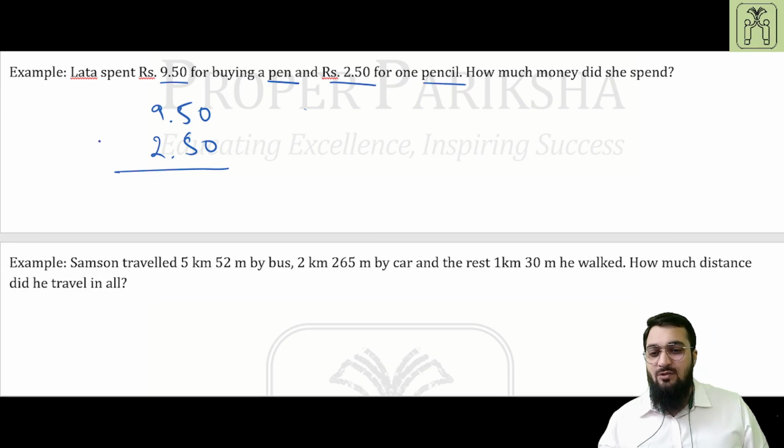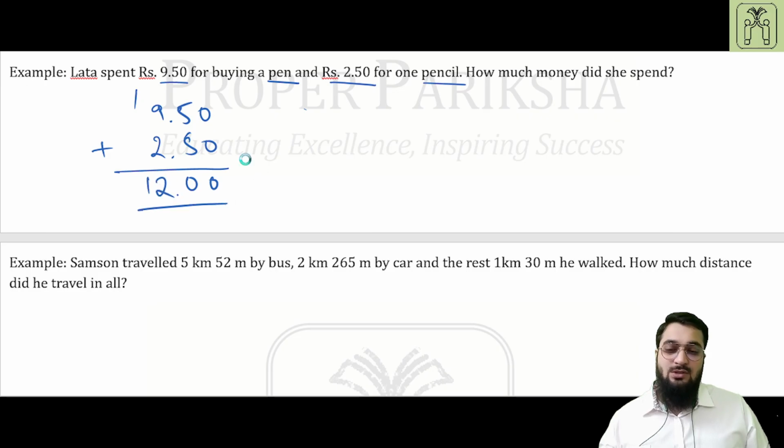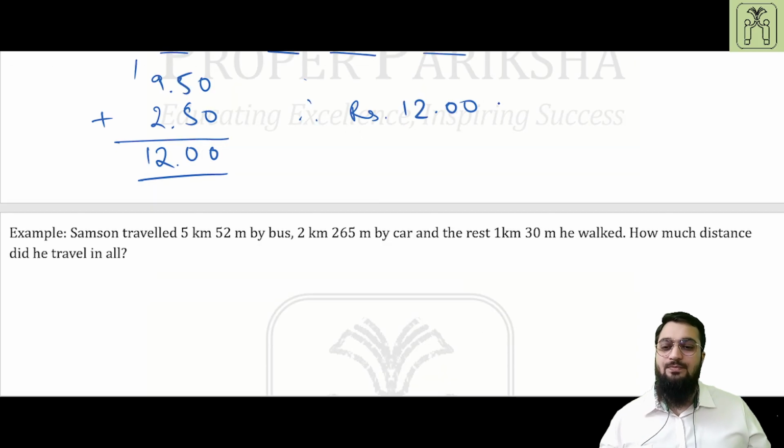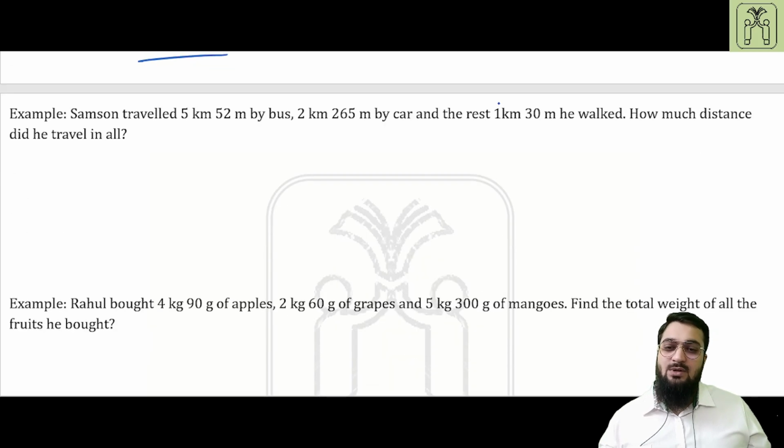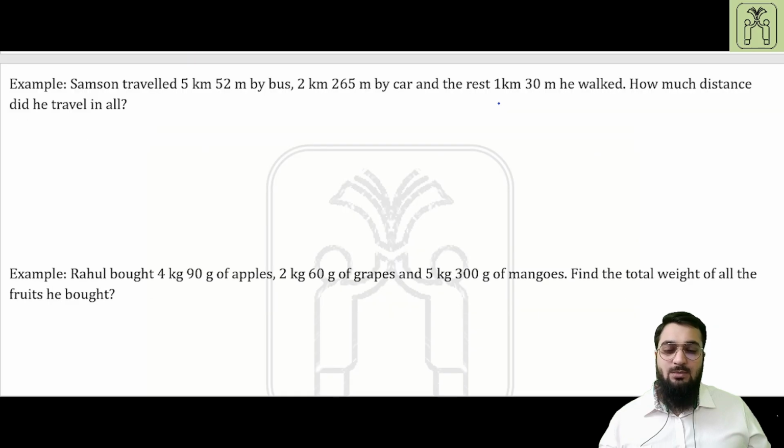Therefore 9.5 plus 2.5 is equal to 0 plus 0 will be 0, 5 plus 5 will be 10 and 1, 9 plus 1 10 plus 2 12. So 12.00 will give 12.00. Therefore Lata spent a total of rupees 12 on purchase of pen and pencil. That is the answer.